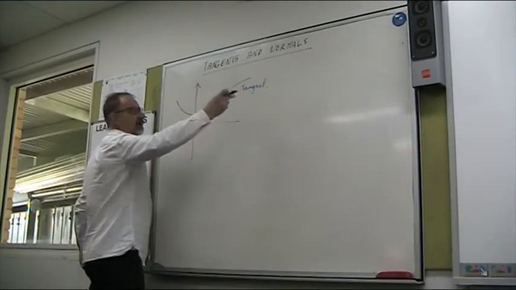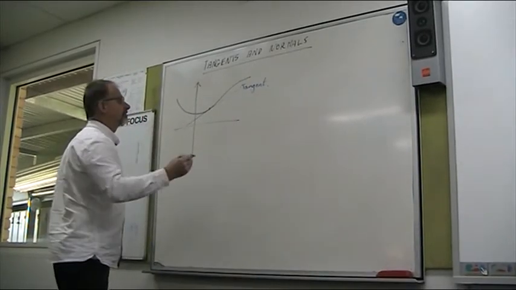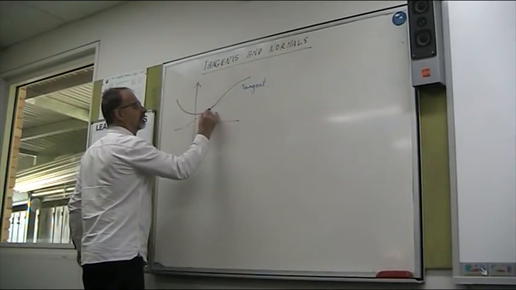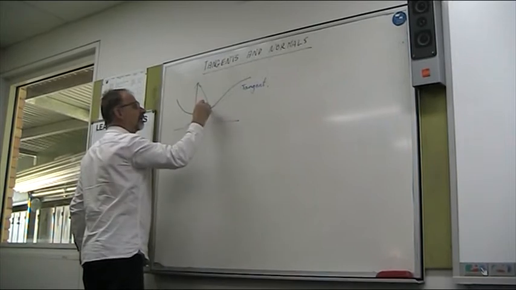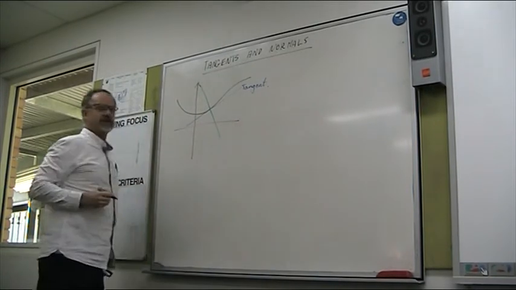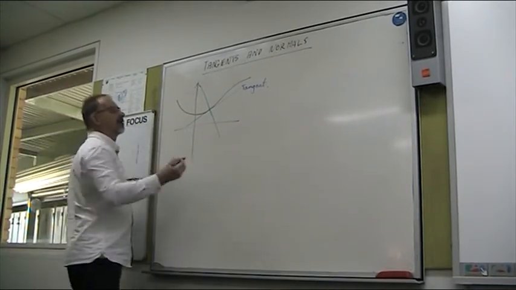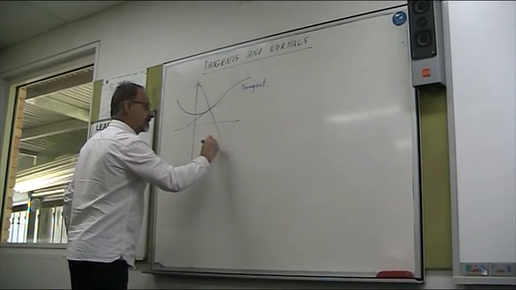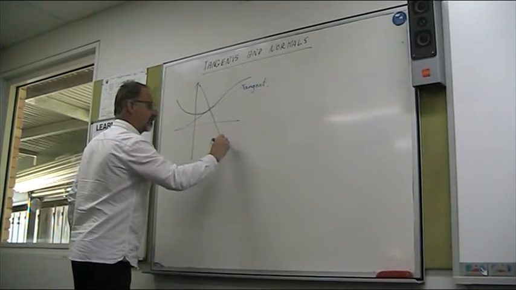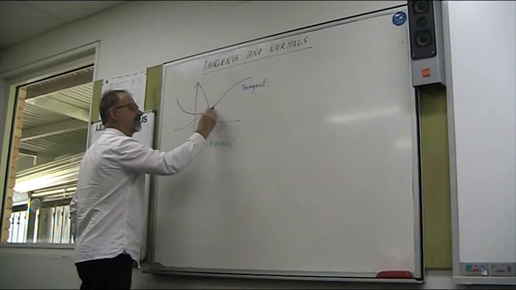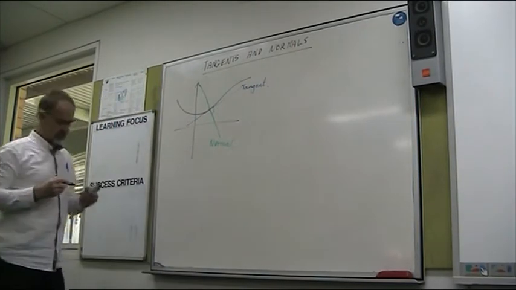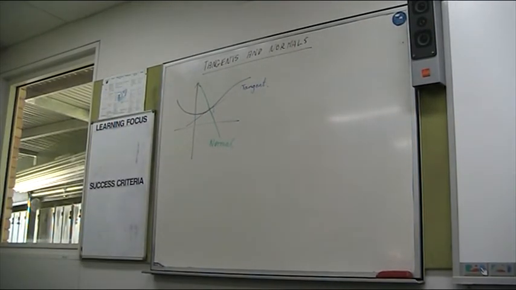The normal is a line that is like this, and the relationship between the normal and the tangent is that they are at right angles to each other.